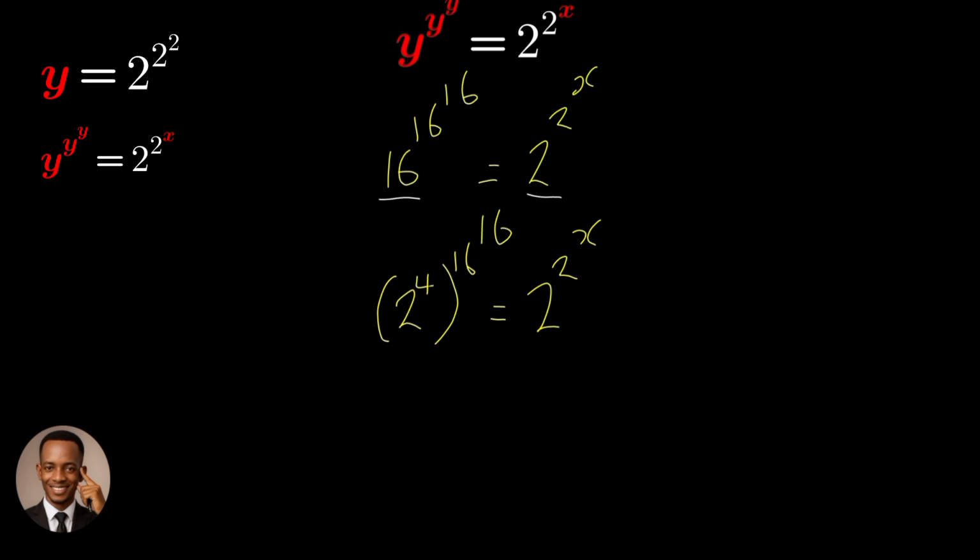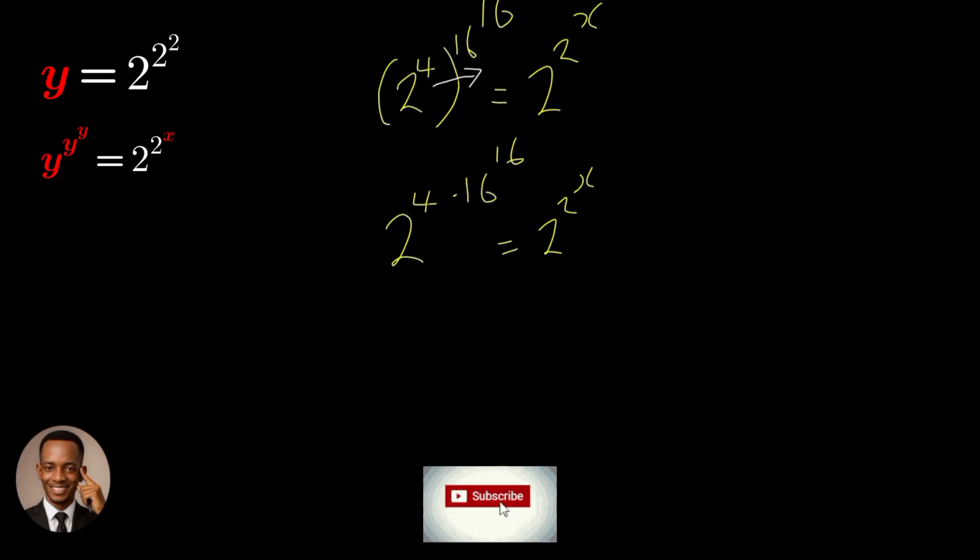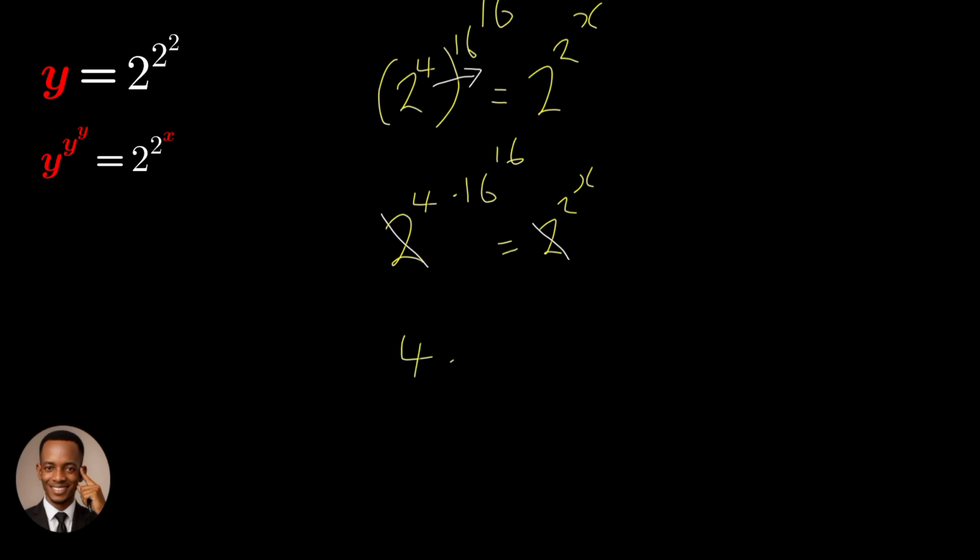Then don't forget, according to the law of indices also, that we multiply these two powers, right? Therefore, we write this as 2 to the power of 4 times 16 to the power of 16 equals 2 to the power of 2 to the power of x. Now we can say 2 cancels 2. Therefore, we'll be left with the power alone. We'll have 4 times 16 to the power of 16 equals 2 to the power of x.